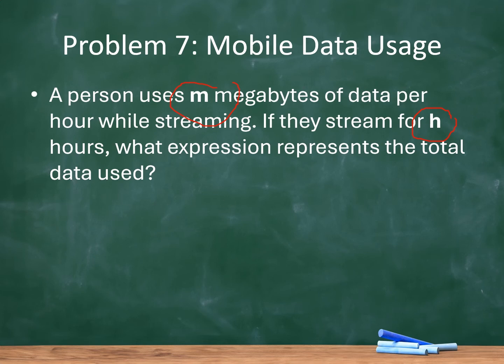So we have m and h. What operation are we going to use to represent the relationship? It's going to be multiplication. We will just multiply m and h. So the algebraic expression that will represent the total data used will be mh.